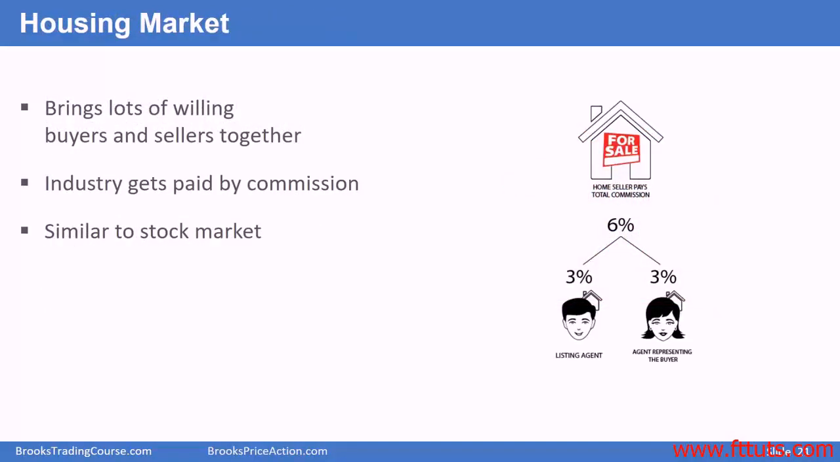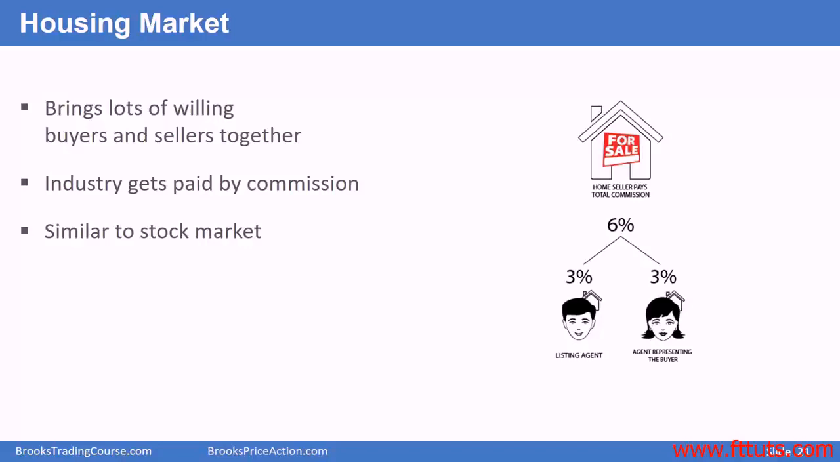The advantage of a housing market is it brings lots of willing buyers and sellers together. And therefore, you have buyers and sellers competing with one another, and it tends to keep the price fair. So if there are a lot of buyers, they are not going to pay too much. They're not going to pay too little. If there are a lot of sellers, you have a lot of people deciding what fair value is, and the housing price is more accurate, more realistic.